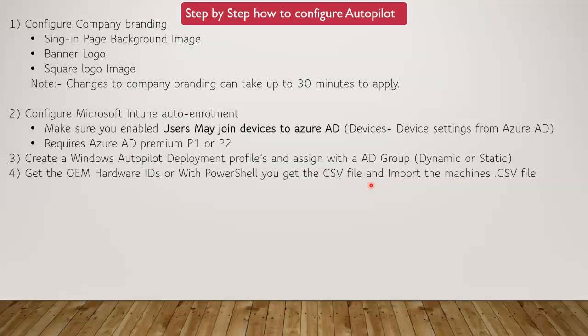So for Autopilot, by this time you might have understood from this statement that either the OEM-specific team or the vendor has to give the CSV format file which has the hardware IDs, or you need to have a machine with the operating system.